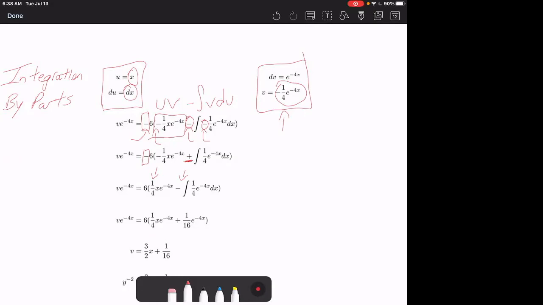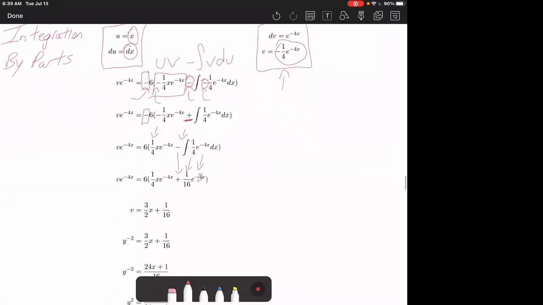Now we can integrate 1/4 e to the negative 4x. When you integrate e to the negative 4x, it stays as e to the negative 4x, but you have to divide using your chain rule by this value. So we end up dividing by -4. So this negative becomes a positive, and this 1/4 becomes 1/16. Now, lucky for us, there is an e to the negative 4x term that is just going to cancel out everywhere. We're left with v is equal to 3/2x plus 1/16. You may be wondering where the 3/2 came from. That is just this 6 divided by 4.